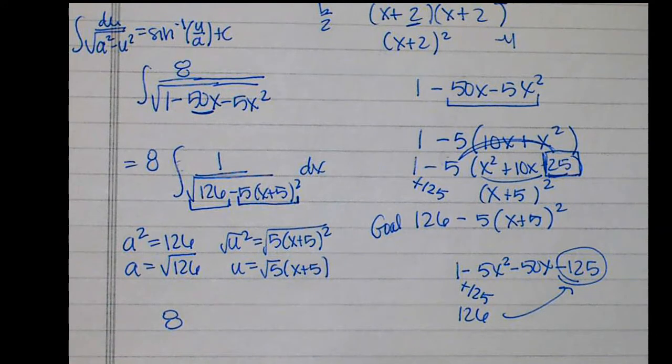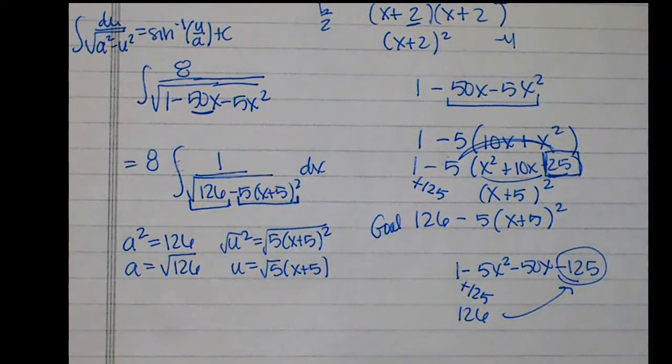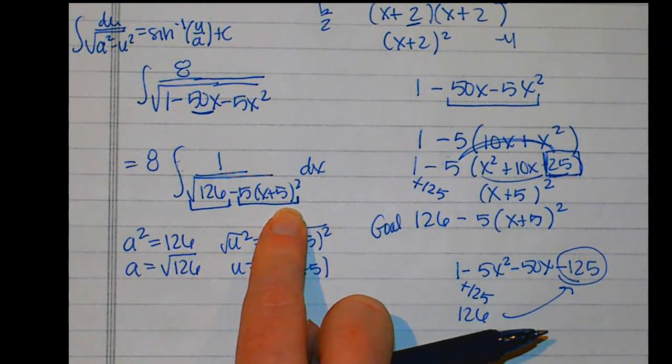And I missed the part. Oh, yeah. I didn't do that yet. Hold on. Don't do that yet. Erase your 8. So this is not plain Jane. If it's not plain Jane, we have to do u substitution.